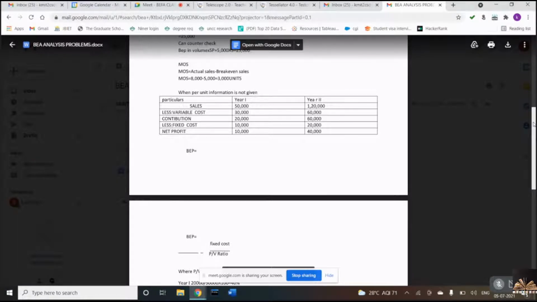So actual sales given in the question, how much? 8,000. And what is the break-even volume? 5,000, isn't it? So 8,000 minus 5,000, margin of safety is equal to 3,000 units. So the thing is you have to apply the formula and calculate. That's it. Every data will be given in the question. So this is the calculation of break-even analysis in volume, value and margin of safety.